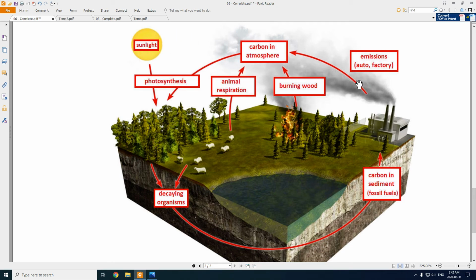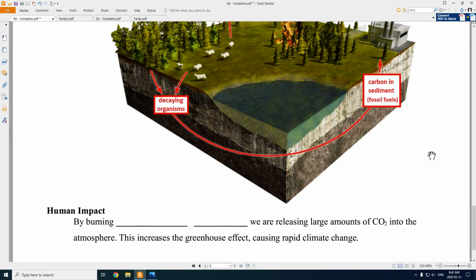And without the human emissions, normally the cycle would just continue on its way, and generally it's been balanced for a very long time, and that allows life on Earth, right? But by adding this human element into it, we're starting to unbalance that cycle. So we'd say by burning fossil fuels, we're releasing large amounts of carbon dioxide into the atmosphere. This increases the greenhouse effect, which is causing rapid climate change.